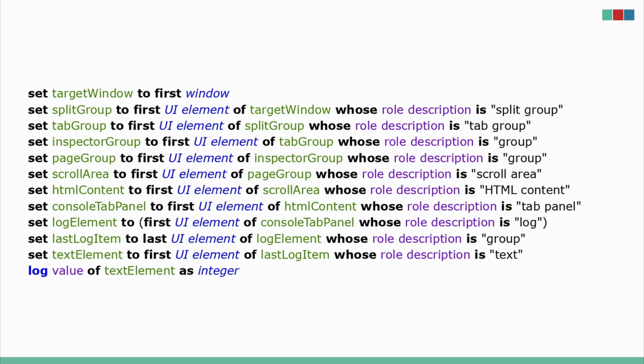Role description is a good one, but some just don't have a lot. There's 2 groups. I don't know what those groups are for. It's just kind of fragile. If Safari releases a major update, I will most likely have to update my scripts. And then finally, at the end, we have log value of text element as integer.